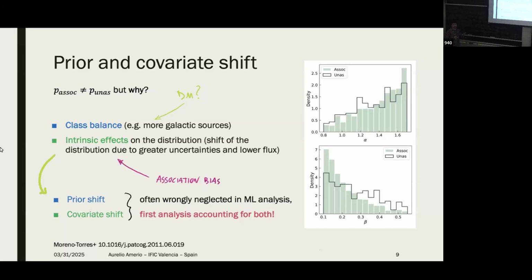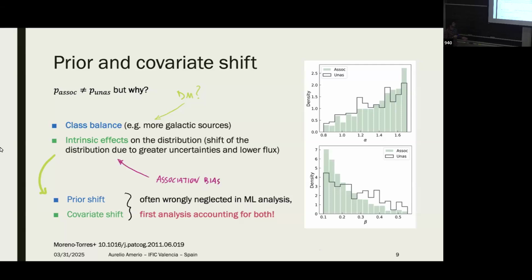It could be because there is a different class balance, so more galactic than extragalactic, it could also be dark matter, or it could also be due to some intrinsic effects. So our experiment has some kind of systematic effect. And these are two things that we need to model at the same time, and that usually people are not doing. So either they are considering one or the other, but this is the reason to do this work: we want to include these two effects for the first time at the same time.